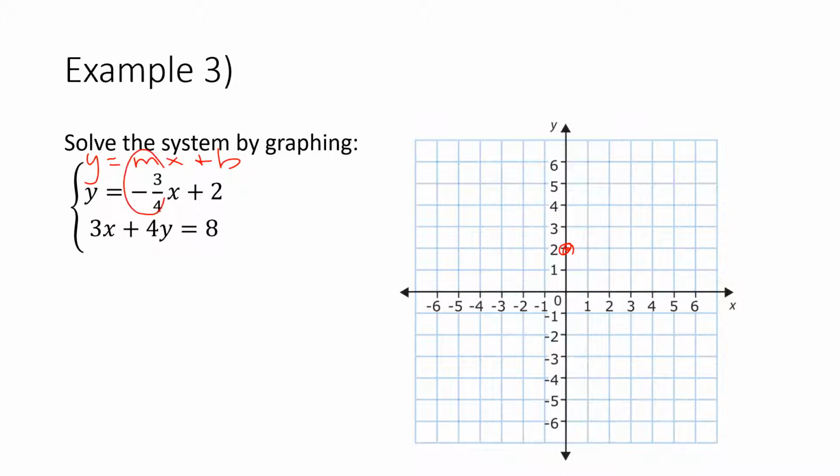Our slope is -3/4. There's only one negative sign, so we make sure to only treat one of those numbers as negative. So we're going to go down 3, but then we're going to go to the right 4. Down 1, 2, 3, and to the right 1, 2, 3. When you run out of room, go back the opposite direction. Up 3, back 4. And we can draw that line.